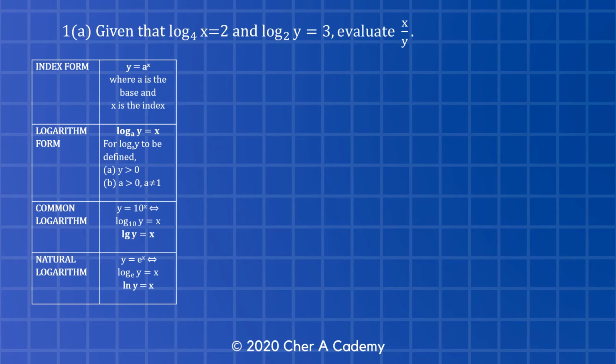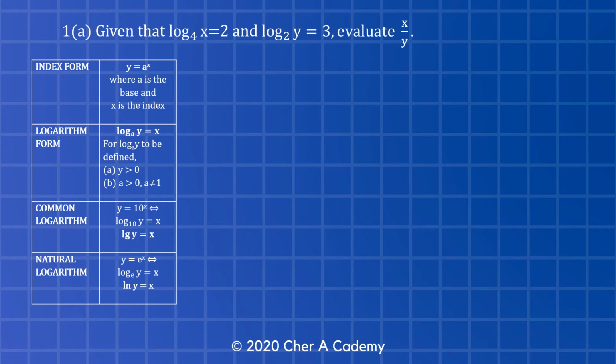The challenging part about log is you have to figure out which formula to use. So I have actually put up the formulas that we need to know. We are going to identify which formula we should be using for the question. So for question 1a, given that log base 4 of x is equal to 2 and log base 2 of y is equal to 3, evaluate x over y. So I need to get out my x from the log form and I need to get out the y from the other log form.